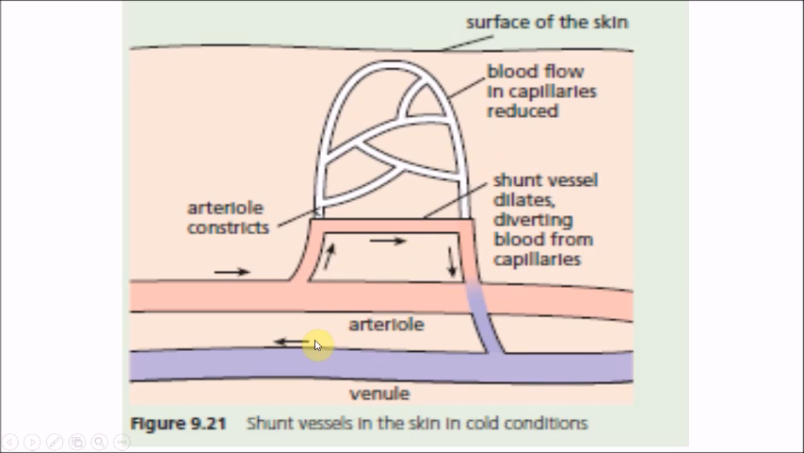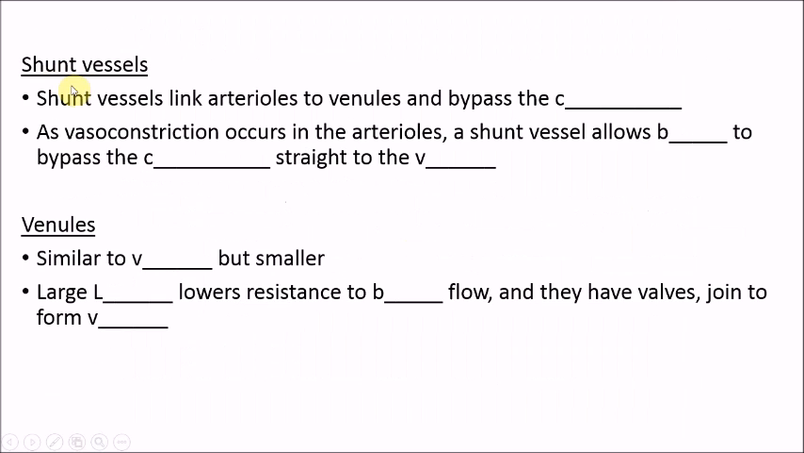Okay, there's a picture of that there. The blood travels down the arteriole and comes up here to the skin where it would meet the capillaries, but it vasoconstricts and then the blood diverts back to venules rather than passing through the capillaries. So it completely misses the capillaries and goes straight from arteriole to venules. Now, it uses a shunt vessel to do that. A shunt vessel links the arterioles to the venules and basically bypasses the capillaries.